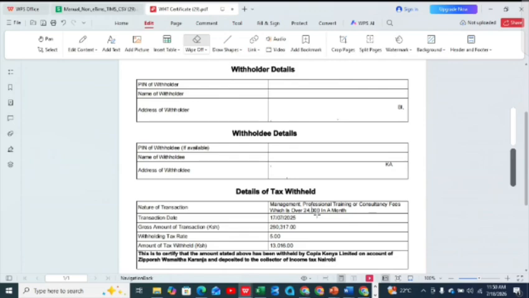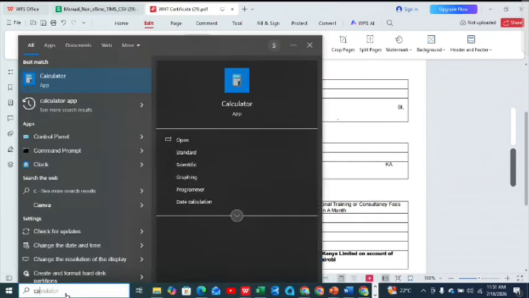These services, management and training services, are subject to a withholding tax rate of 5%. So this 5% is the amount of 13,016 shillings. That means the amount which you usually receive in your account is less this amount of withholding tax. So the amount which you receive in your account, let me come here where I have my calculator so that I show you.